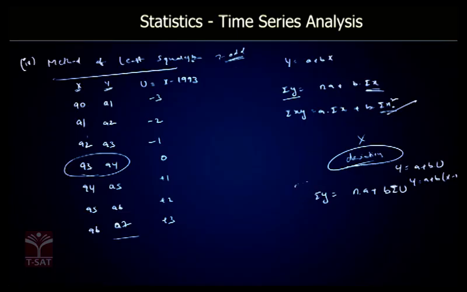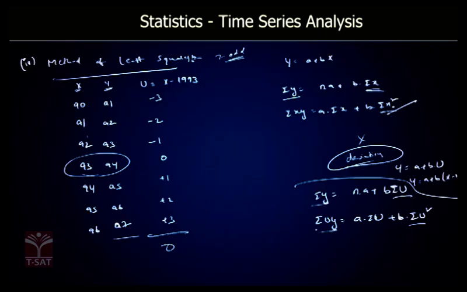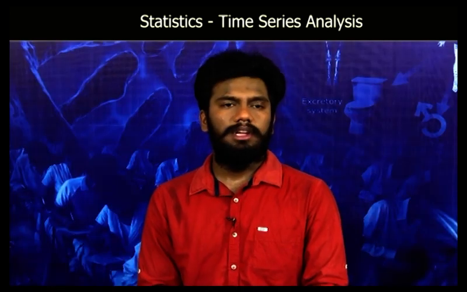Now my normal equations will be like this: summation y is equal to n into a plus b into summation u, and summation u into y is equal to a into summation u plus b into summation u square. In order to find summation u, it is very easy. In this case it is directly 0, and you can get summation u square also, and summation y, summation uy, all are easy to calculate. So we have converted all those years into simple numbers. Like this we will proceed in the method of least squares.